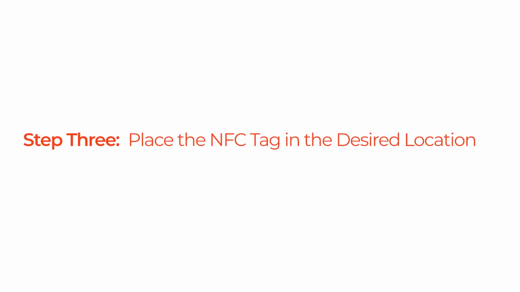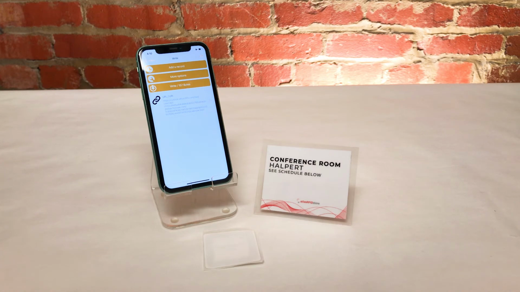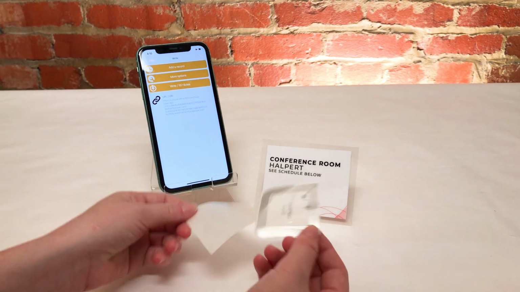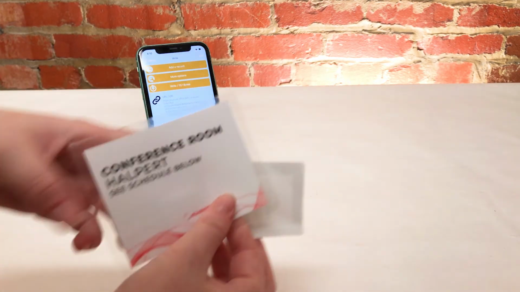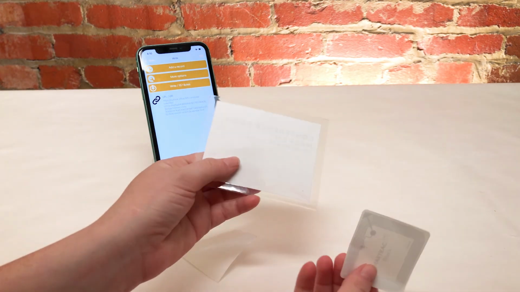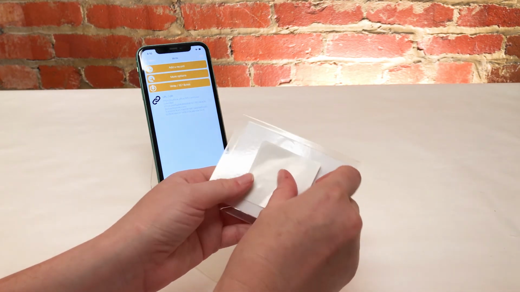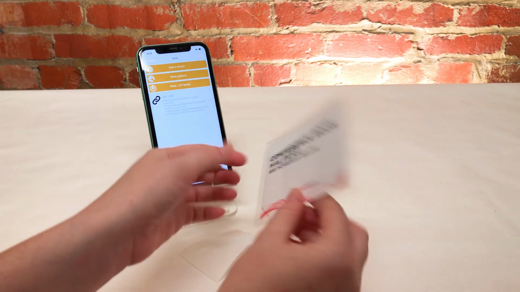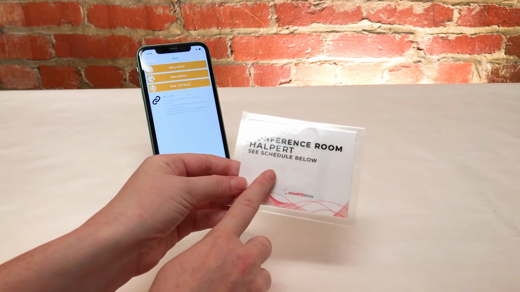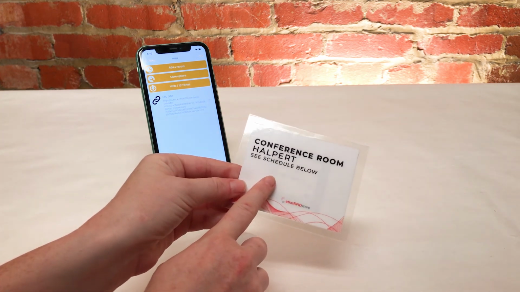Step 3. Place your NFC tag in the desired location. Now, I'll place this NFC tag on our laminated branded card for our conference room. I'm actually going to place this tag on the back of the card for aesthetic purposes. If you will have outside people in your conference room, you can always place text in the front that says tap here or tap your smartphone for the schedule.